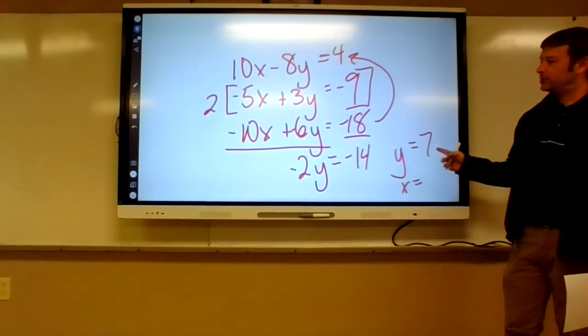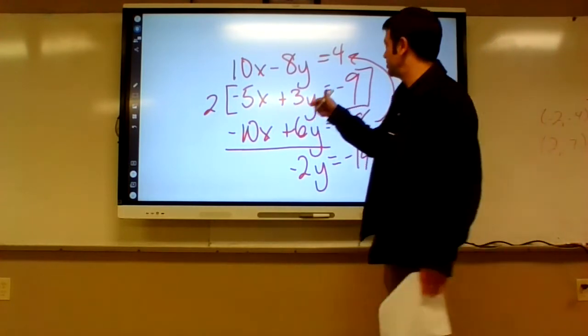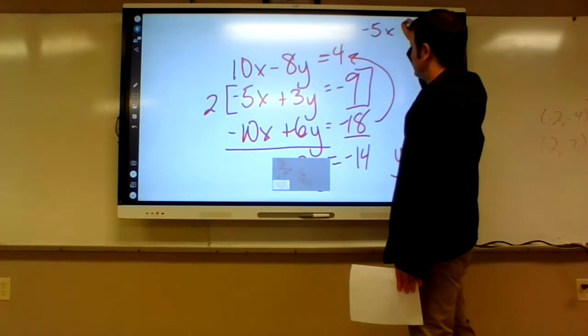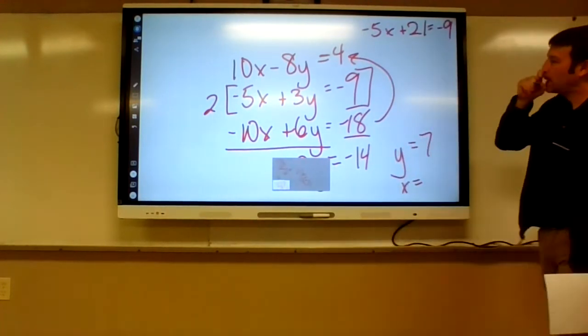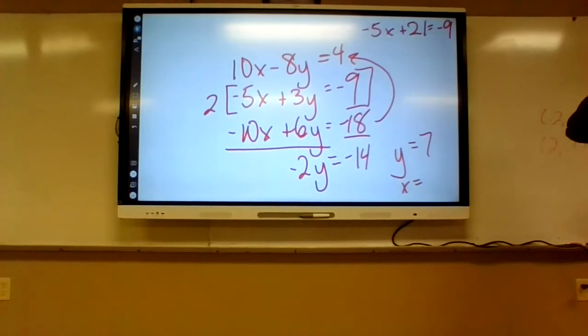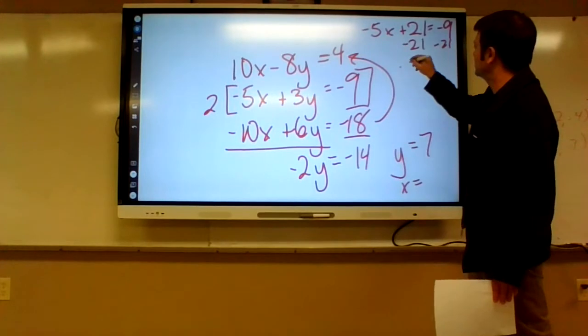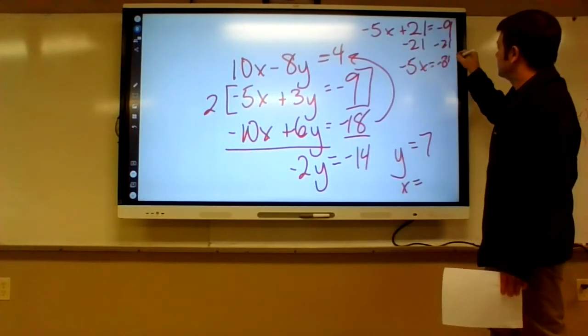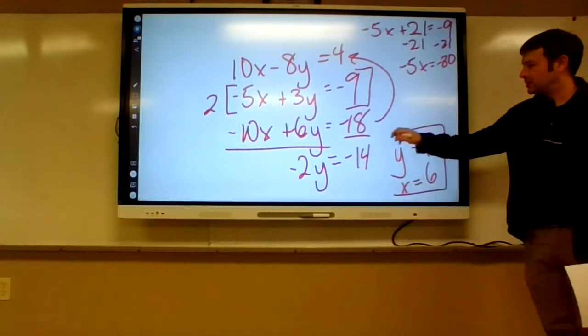And then where should we put that? Let's put it right in there. 3 times 7 is 21. So then subtract 21. Minus 21 is negative 30. Then we divide by negative 5. Divided by negative 5 is 6. So the answer is 6 and 7.